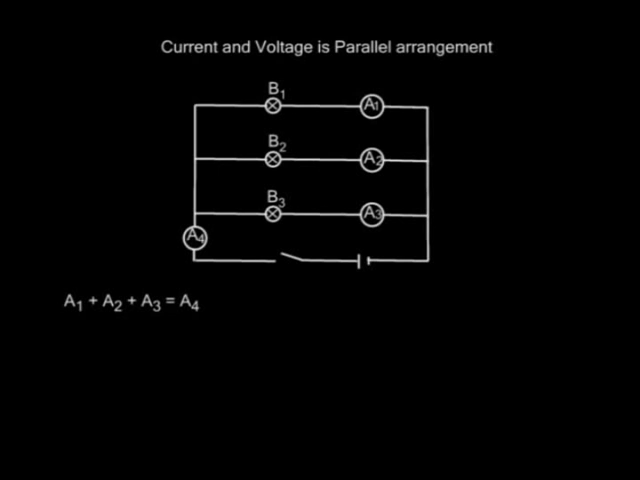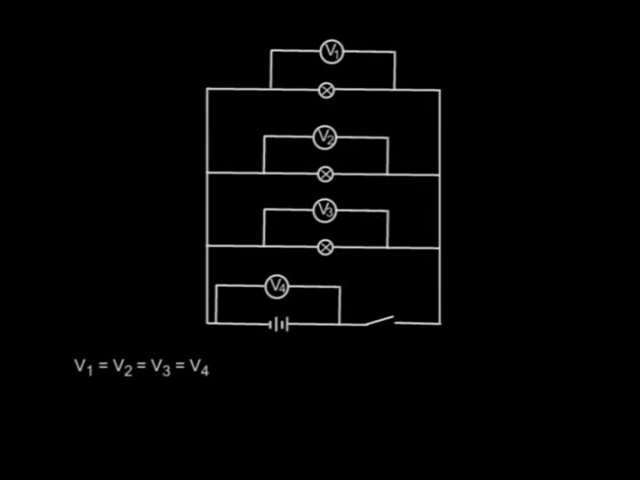When we take the voltage across each of the bulbs, it will be noted that the voltage reading on all the voltmeters is equal. That is, V1 is equal to V2, is equal to V3, and is equal to V4.